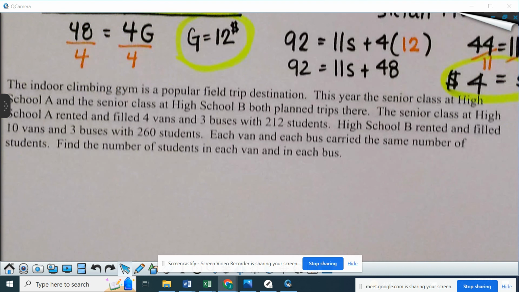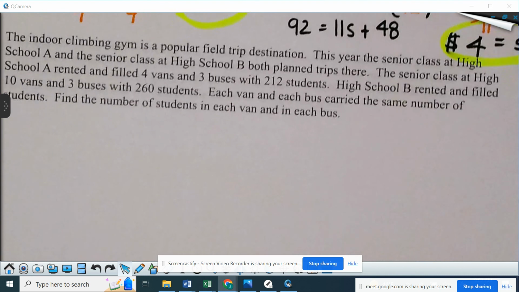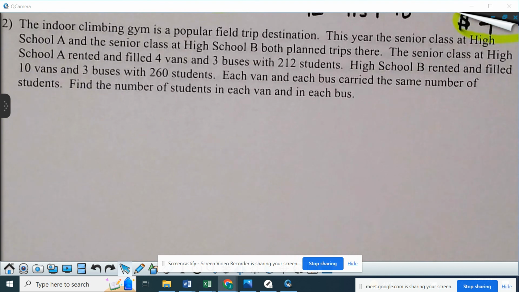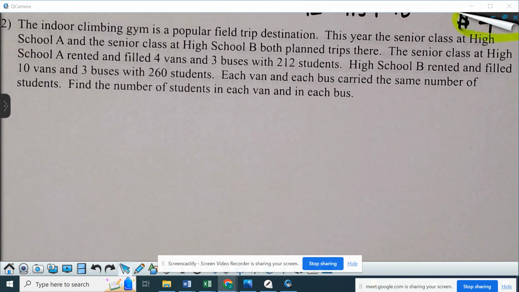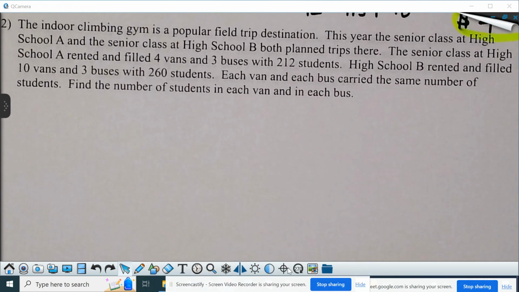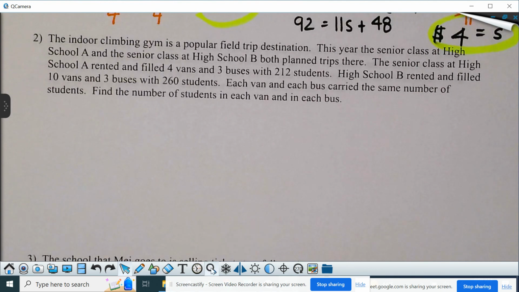The indoor climbing gym is a popular field trip destination. This year, the senior class at high school, sorry, I feel like I'm too close. Like now maybe it's hard to read. Let's go back one. There we go. The indoor climbing gym is a popular field trip destination. This year, the senior class at high school A and the senior class at high school B, so we're comparing two high schools, both planned a trip there.